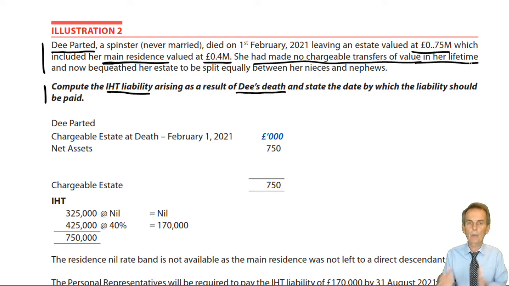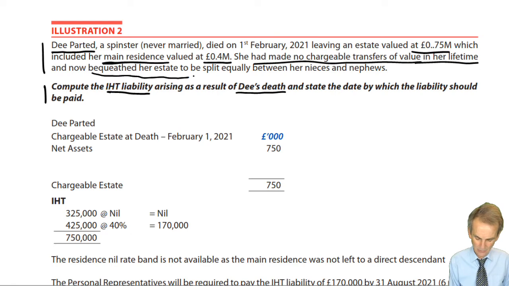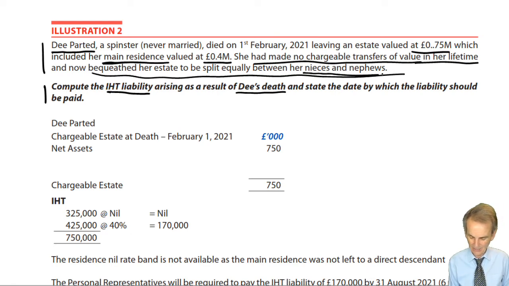We would have applied the nil rate band firstly to those lifetime transfers. Well, here, there weren't any. So it means that the nil rate band is fully available in relation to the chargeable estate at death. She's now bequeathed her estate to be split equally between her nieces and nephews.